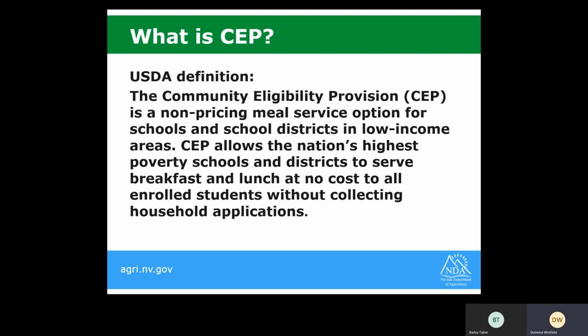So what is CEP? The USDA definition is: the Community Eligibility Provision is a non-pricing meal service option for schools and school districts in low-income areas. CEP allows the nation's highest poverty schools and districts to serve breakfast and lunch at no cost to all enrolled students without collecting household applications.